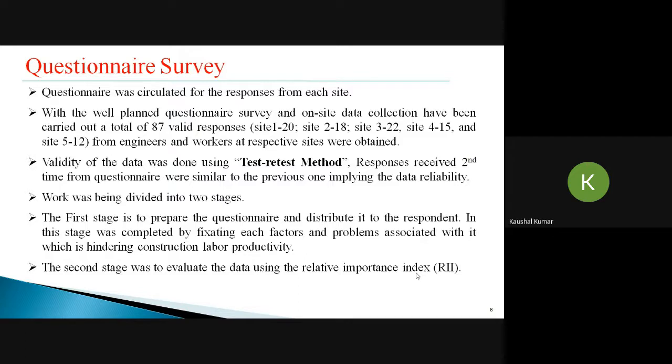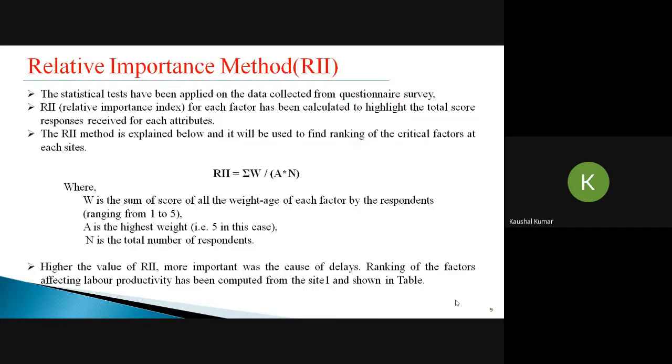Now, once we get the responses from the questionnaire, the work is distributed into two stages. The first is finding the important factors out of the 16, and the next is finding their relative importance index. The relative importance index can be calculated as the total score for any particular factor divided by A into N.